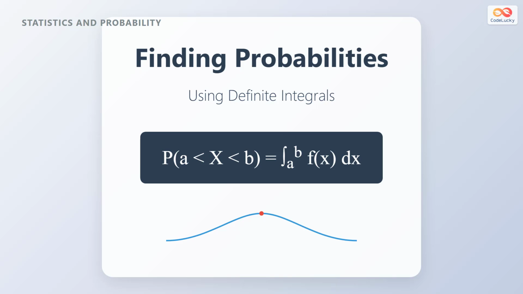Welcome. Today we are going to explore how to find probabilities using definite integrals. This is a fundamental concept in statistics, especially when dealing with continuous random variables. We will see how probability relates to the area under a curve and learn the mathematical formula to calculate it.